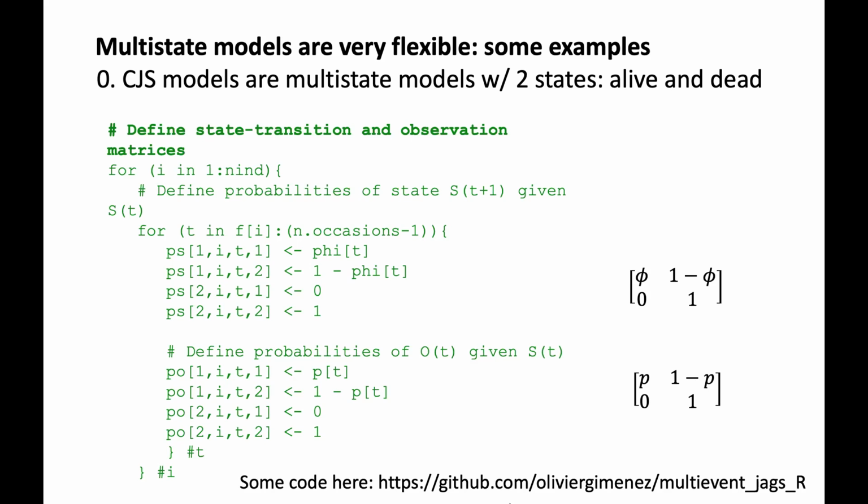I have some code on GitHub if you want to convince yourself that it's working. I think I use the dipper data or some simulated data, and you get exactly the same results as if you were using the formulation we saw this morning with just 2 Bernoulli distributions, right?